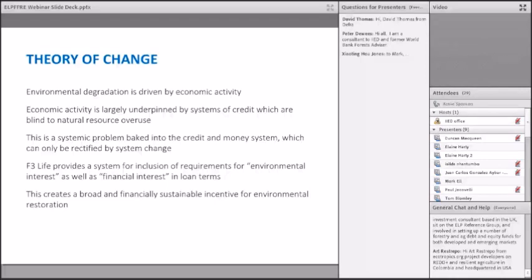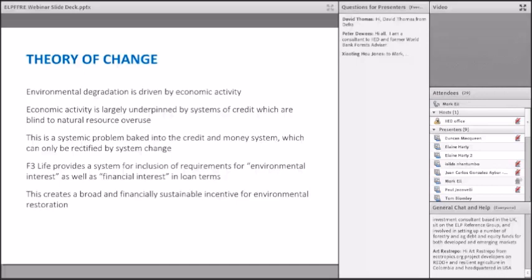And what we mean by that is that when a farmer takes a credit, they're obviously compelled to repay the credit with financial interest, with little concern given to how that financial interest is repaid and the effect of that on the environment. So what we see effectively is a systematic, or systemic, problem, whereby environmental degradation is baked into the credit and money system.